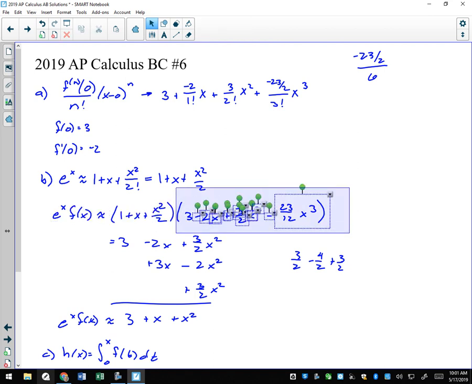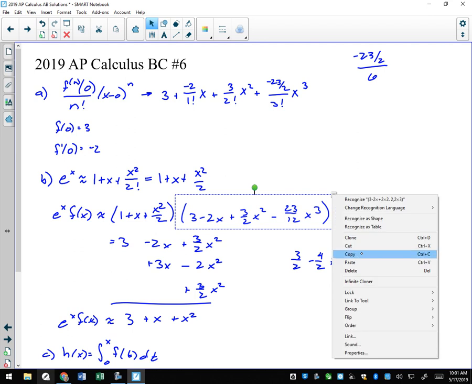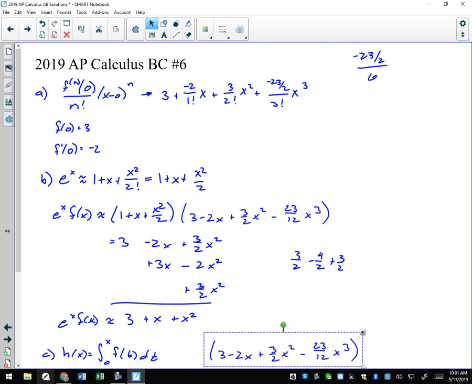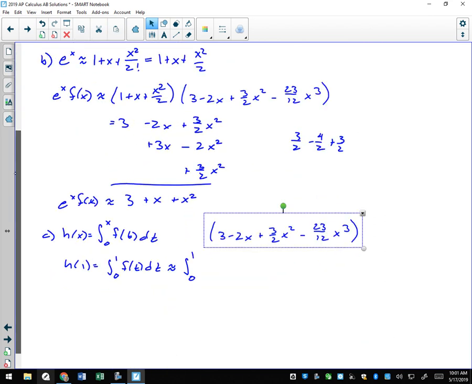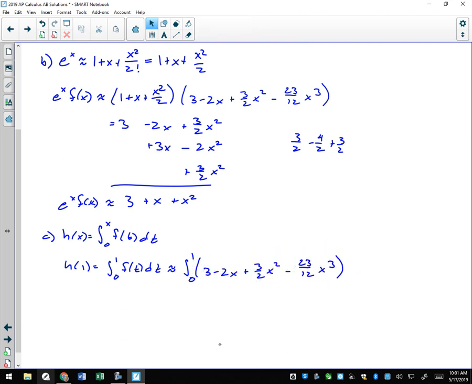Okay, so there is my polynomial from part A. So let me copy that. Let's paste it. Bring it down. There we go. All right, so there is what we're going to do, dx.